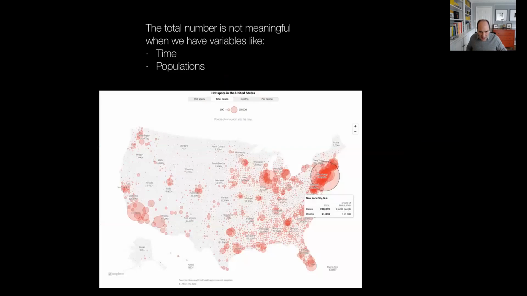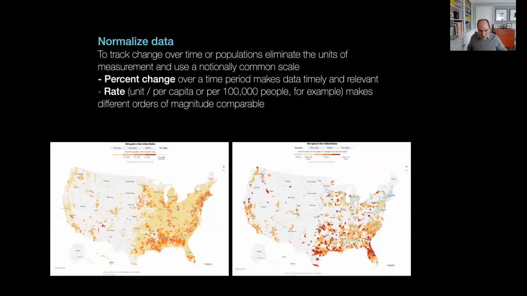So some ideas to remember. The total number sometimes is not very meaningful. When we have variables like time and population, for example, this cumulative number of cases in the US, by the time this was published, New York was not a problem at all. So that's not very meaningful for readers. We need to normalize that data.